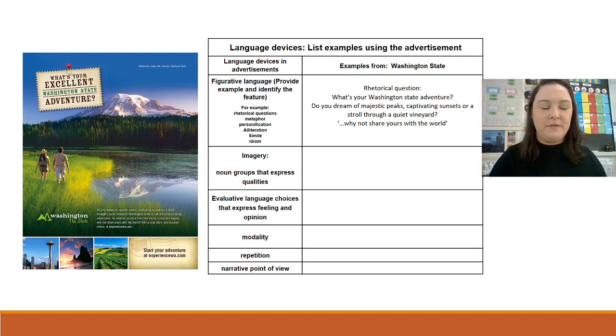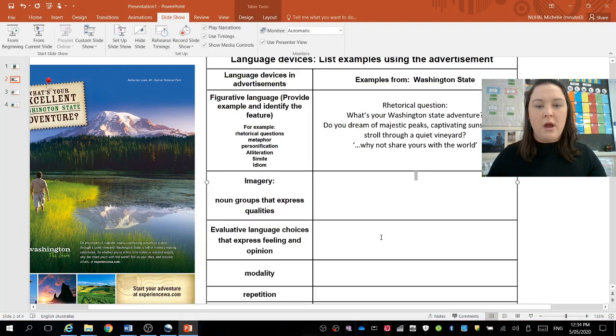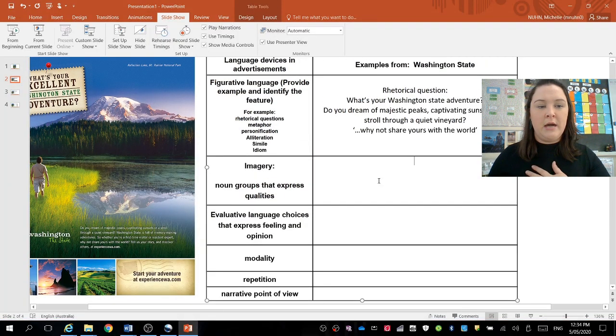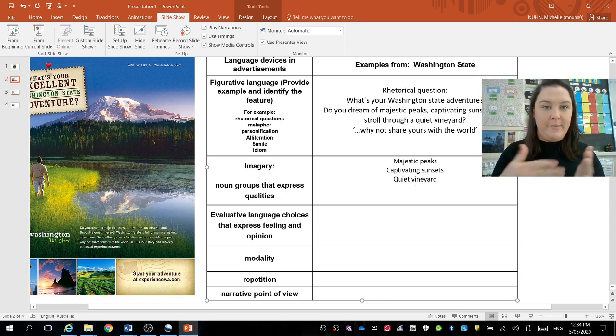Okay, hopefully you've done that. What I managed to find were majestic peaks. Peaks is your noun. Captivating sunsets. Quiet vineyard. Vineyard and sunset being your nouns. Now, I'm not writing Washington State because that's actually just a noun, not a noun group.